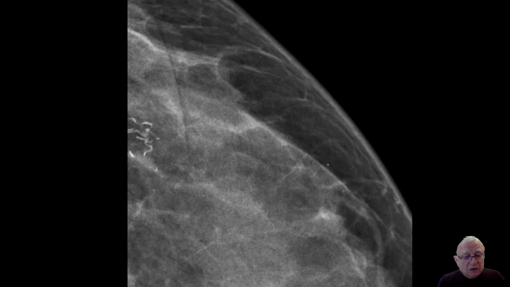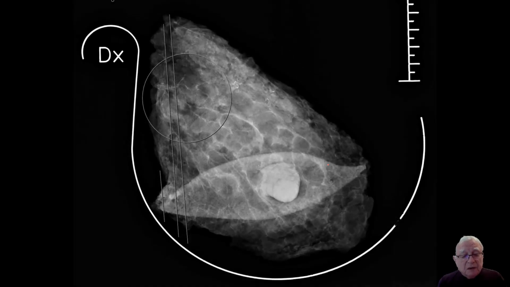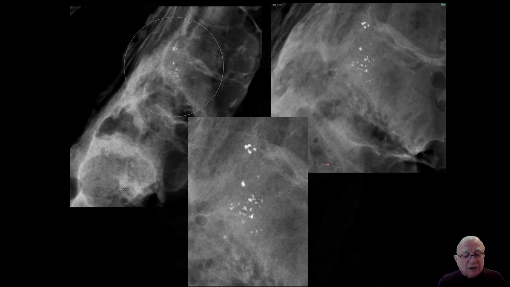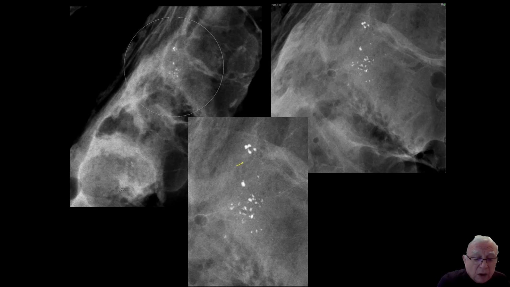These are the vascular calcifications on the left side. Mastectomy followed. Here are the slices, and then we magnify the slices. And now you can see the location of these bullet-shaped calcifications.